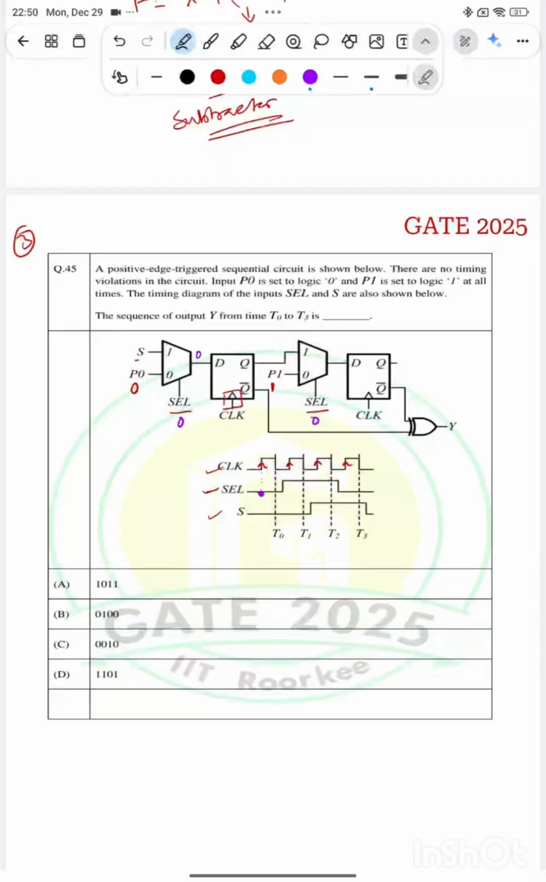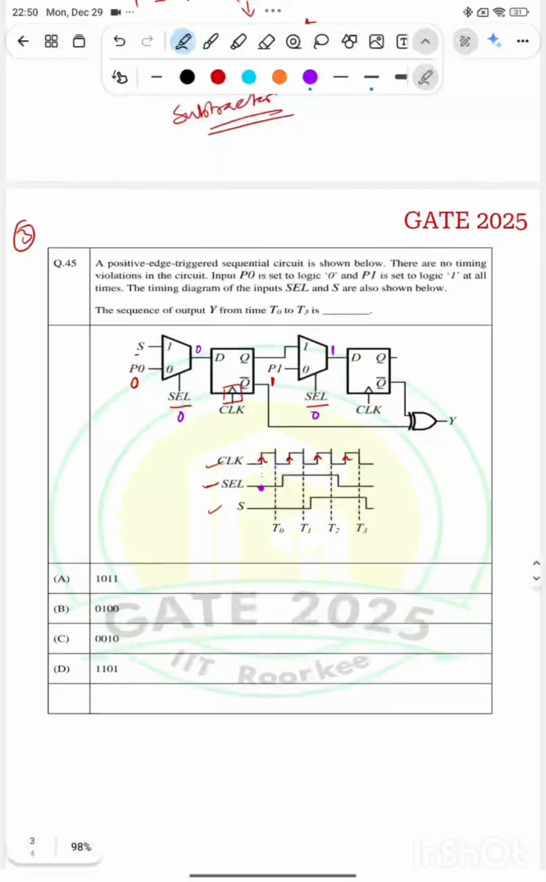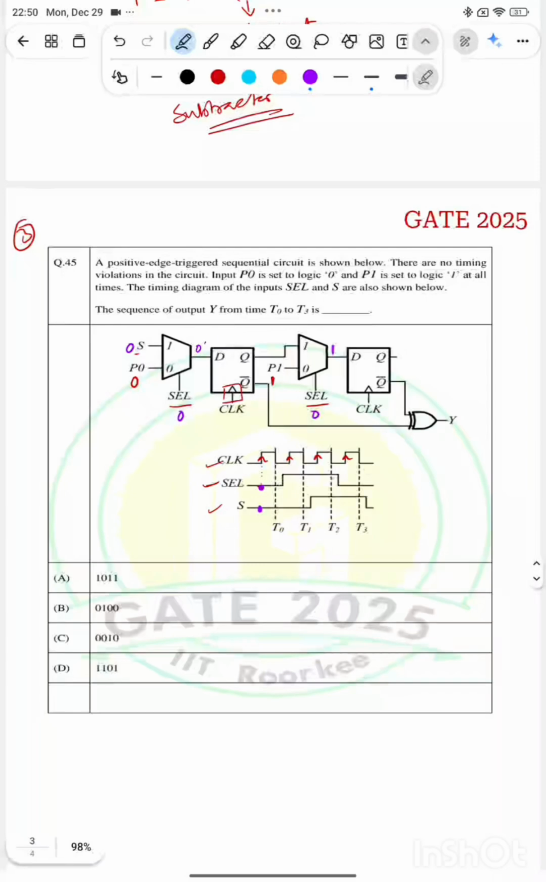The output of this mux will be input at 0, right? That is P1, that is 1. And S is 0. So S here it is. Okay, S is 0. So what happens at this rising edge? Whatever is input here, that will be reflected at Q. So I will get 0 here, I will get 1 here.